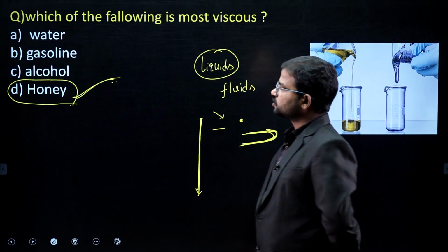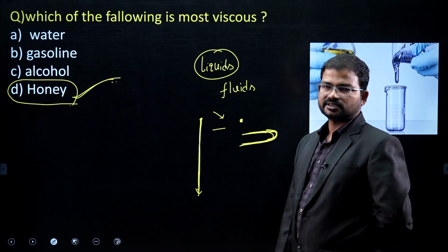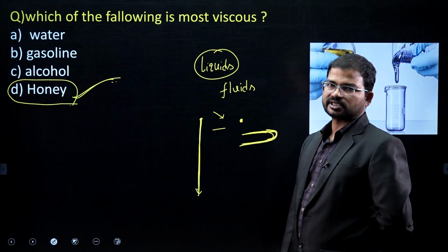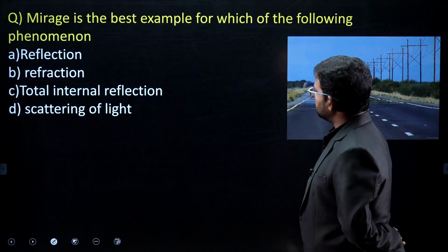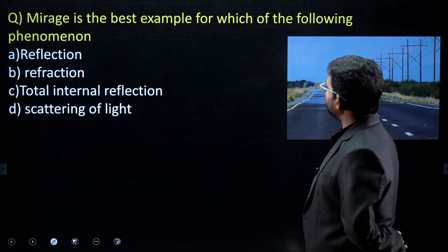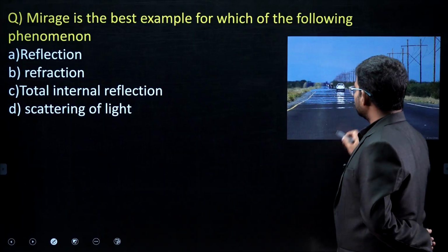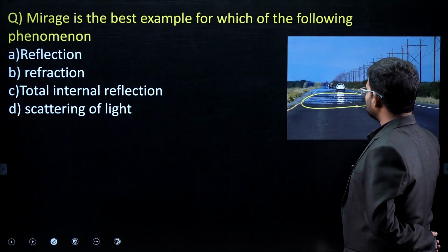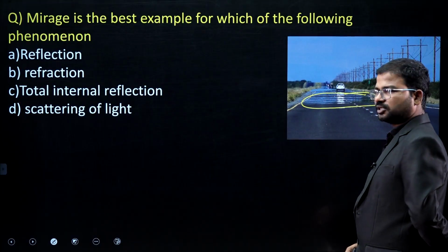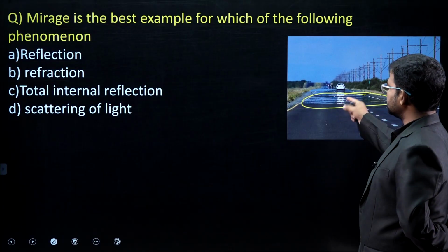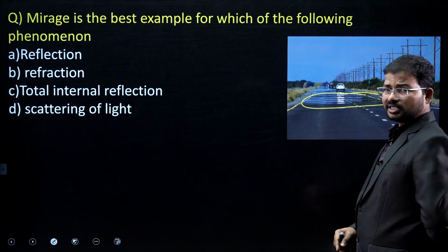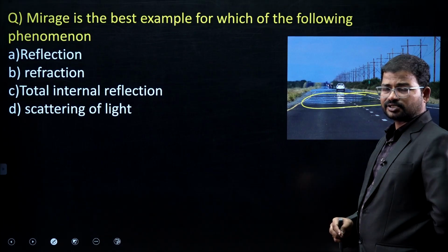What are the units of viscous force? Poise is considered the unit of viscosity. Next, mirage. Mirage is the best example of which of the following phenomena? On hot days, on black roads, sometimes the road looks wet.